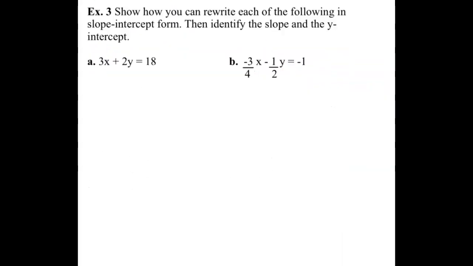All right. Example 3, show how you can rewrite each of the following in slope-intercept form. Once you get it rewritten, we're going to identify what the slope is and what the y-intercept is from our equation. Okay? So what do we have to do on this first one to turn it into y equals mx plus b? How can we rearrange it?